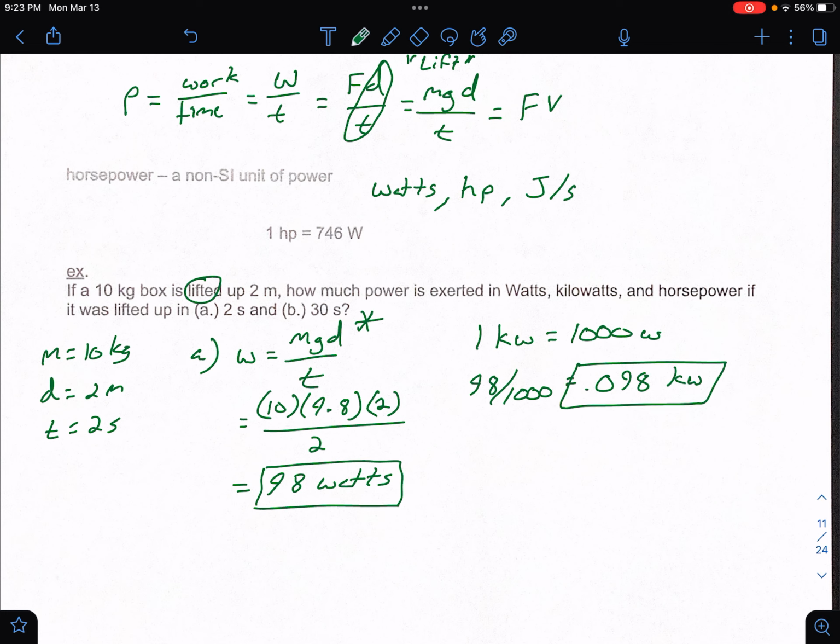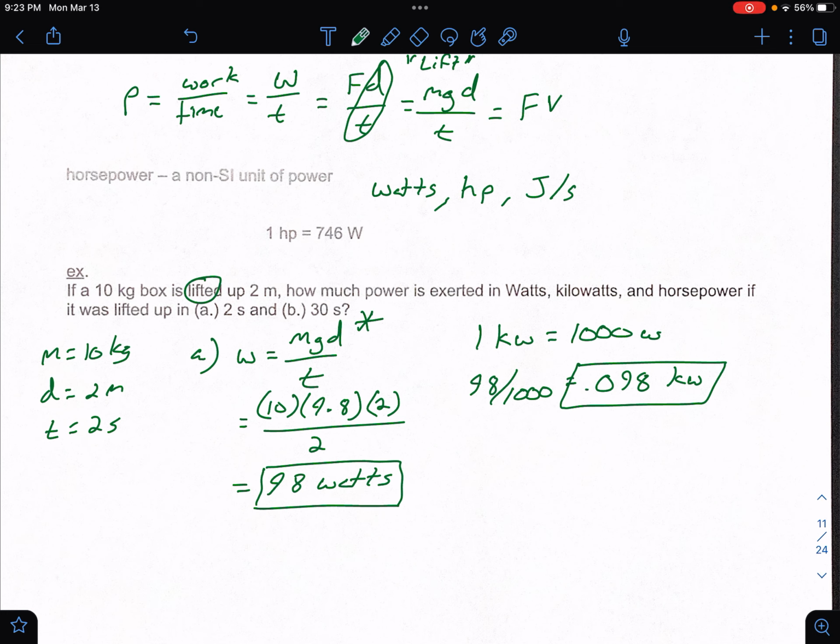If you're ever confused on whether to multiply or divide, look at which unit is bigger, watts or kilowatts. Kilowatts is bigger, so it would not make sense to multiply by 1,000, because then you went from 98 watts to 98,000 kilowatts. If you have 98,000 kilowatts, that means you are slightly off. Since watts is smaller, when you get to kilowatts you should have a smaller answer because it's a bigger unit.